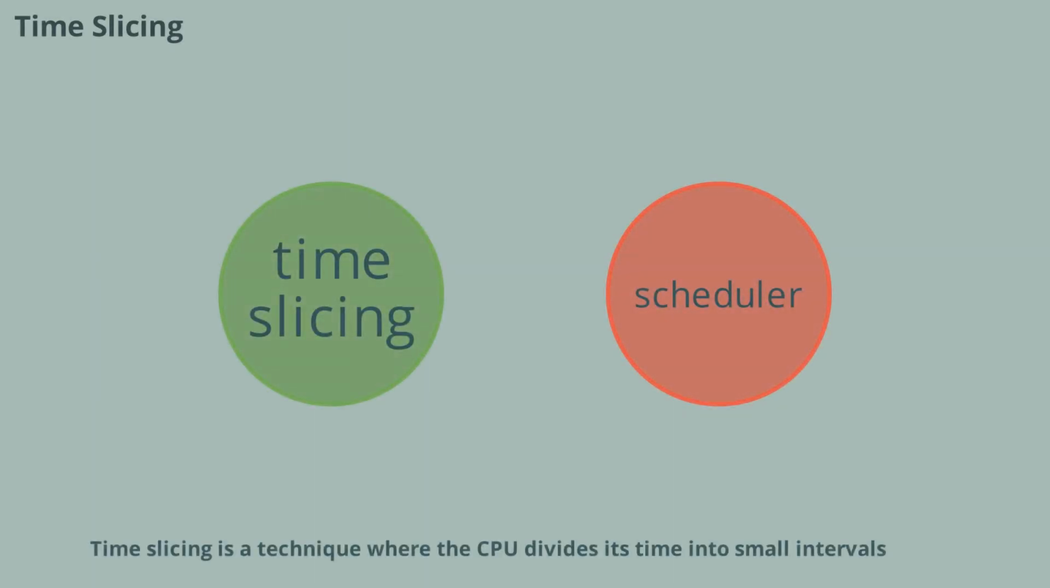Time slicing is a technique where the CPU divides its time into small intervals, called time slices or quanta. The operating system scheduler allocates these slices to different processes and threads, ensuring each gets a fair share of CPU time. This prevents any single process or thread from monopolizing the CPU, which is especially important on single-core systems. Time slicing is fundamental to achieving multitasking and multithreading.